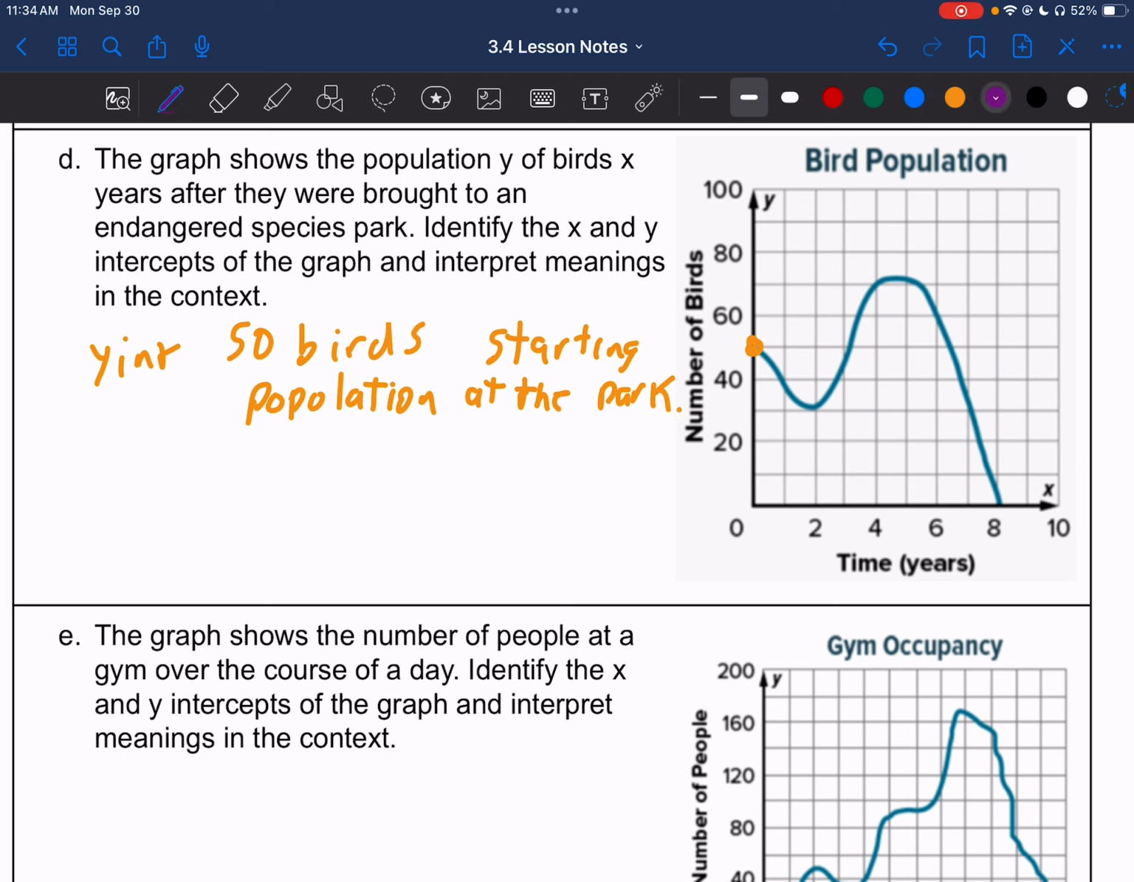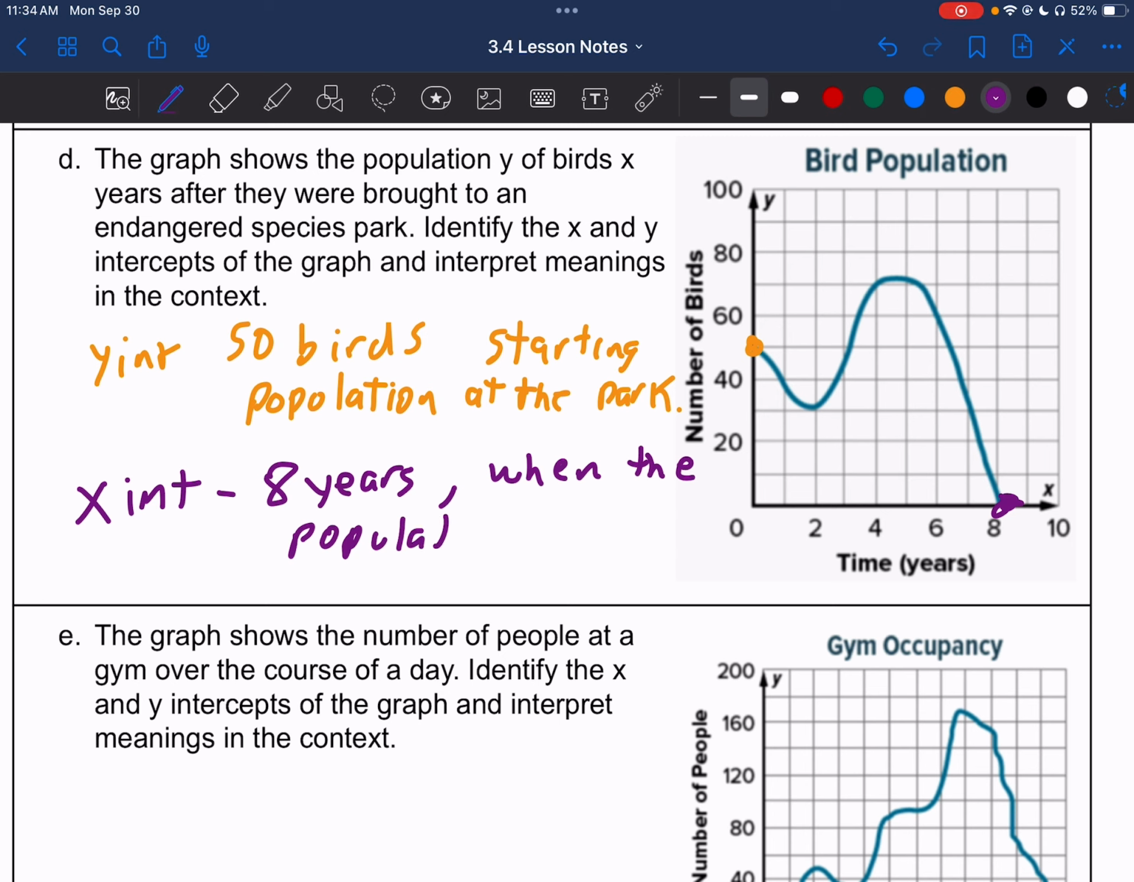And our x-intercept is going to be right here, and it's 8 years. And the context is when the population reaches 0. So for whatever reason, the population of birds has decreased to 0. Maybe they've been rehabilitated and released to the wild. Maybe the bird has gone extinct. We don't know. We just know that the population in this particular park has gone to 0.